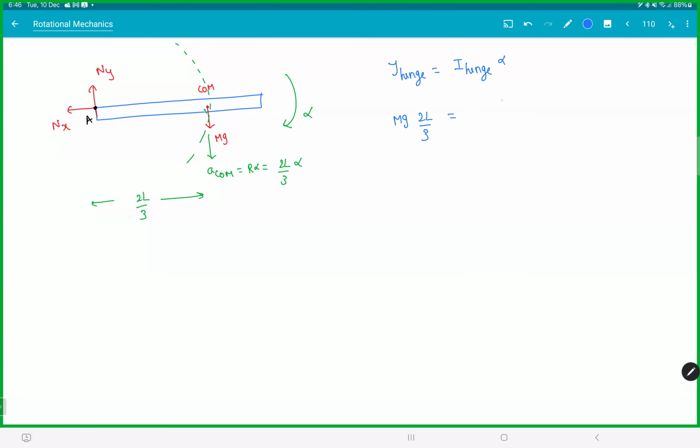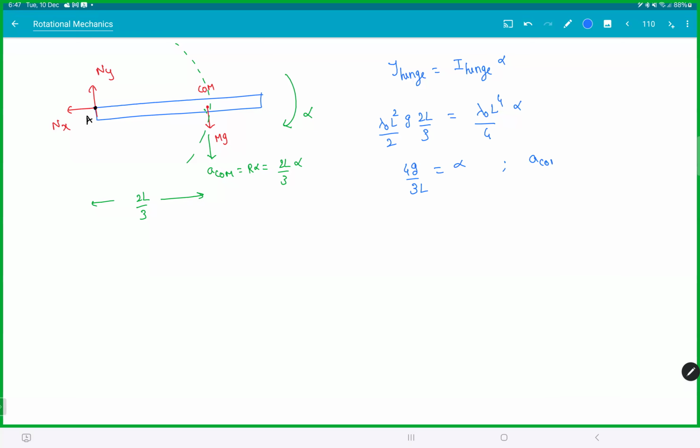I taught you how to get the torque. I hinge will be lambda naught L power 4 by 4 into alpha. What is M? M is lambda naught L square by 2. Perfect. So lambda naught goes off, 2 goes off. This is L cube, so 2 goes off. So this is 4g by 3L. That's your alpha. I hope I'm right.